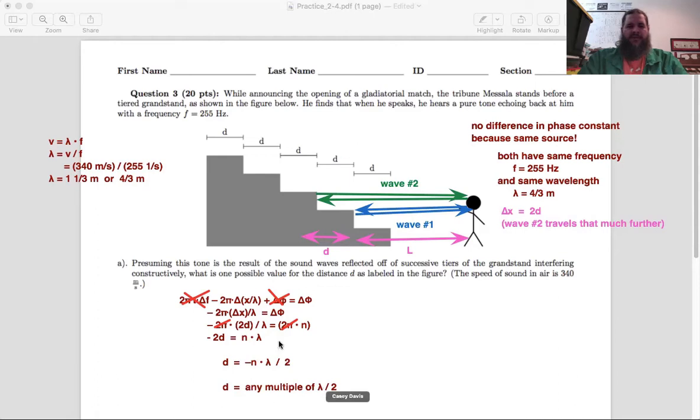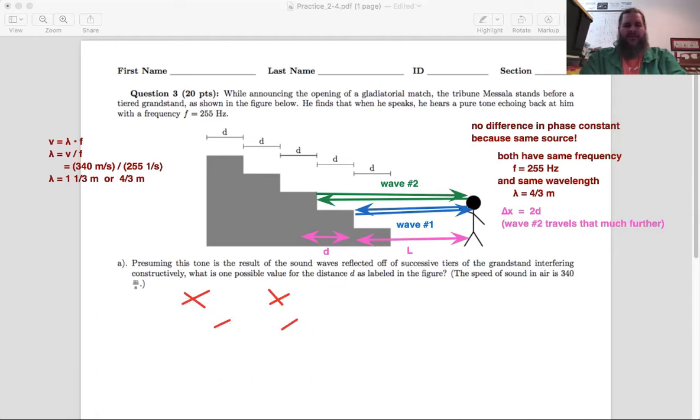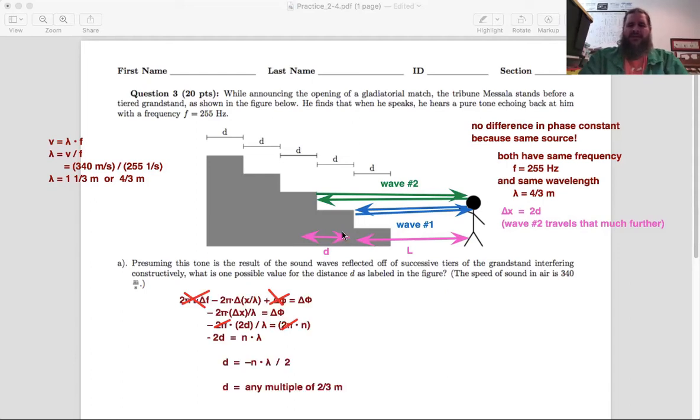We also know lambda, the wavelength, is 4/3 meters. So what's half of lambda? Half of 4/3 would be, yeah, 2/3. So lambda over 2 can be rewritten as 2/3 meters. And that means d, the distance between steps, could be any multiple of 2/3 meters. So you could have 2/3 or 4/3 or 6/3 or 8/3. Any whole number times 2/3 meters would work.